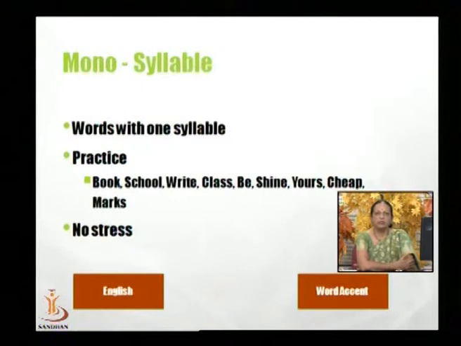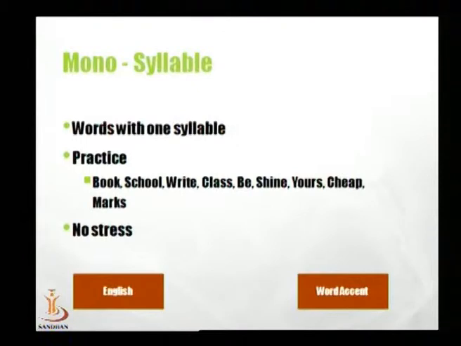And notice how, since all these words have only one syllable, there is no way in which we can break these words. So what are the words that I have for practice? These are not the only words in the English language which have one syllable. This is only an example. So you've got book, school, write, class, be, shine, yours, cheap, marks. There is no stress. Why? Because you have not divided the words into syllables, because these words have only one syllable. And the stress or the accent is there only in words which have more than one syllable.